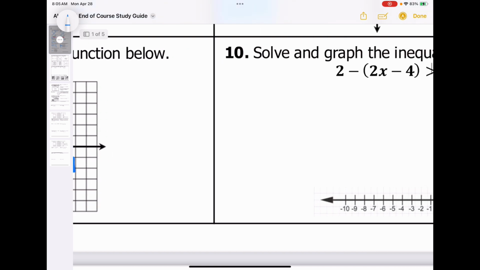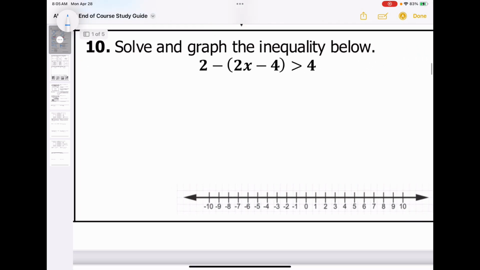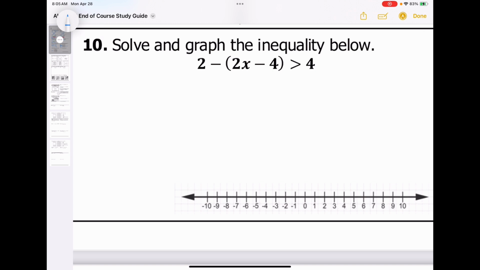All right, number 10, we're going to solve and graph the inequality below. So remember, we're just solving an equation like we normally would. First, we must get rid of the parentheses. Right now, we have a minus sign in front of our parentheses, which represents a negative 1. So I have to distribute that negative 1 to the two things in parentheses, and that's using multiplication. So negative 1 times 2x is negative 2x, and negative 1 times negative 4 is a positive 4. Everything else I'm just going to bring down because I haven't messed with it yet.